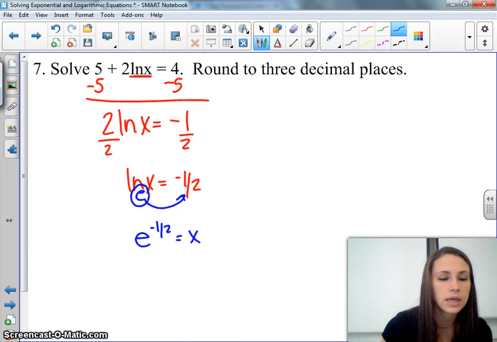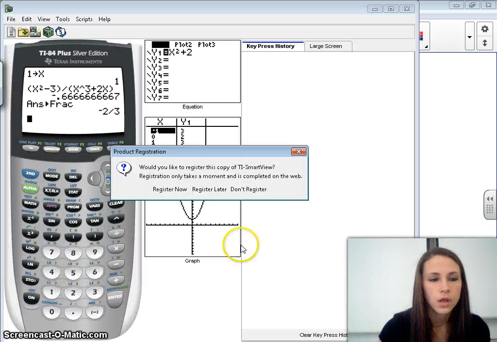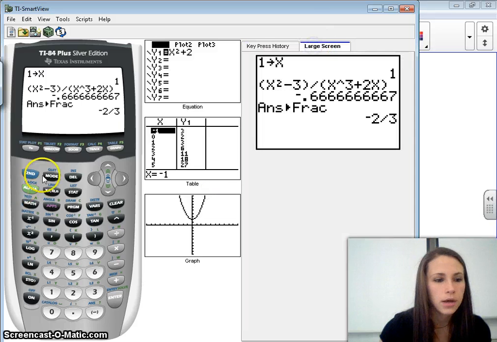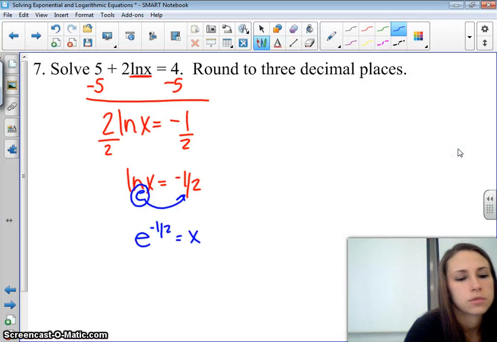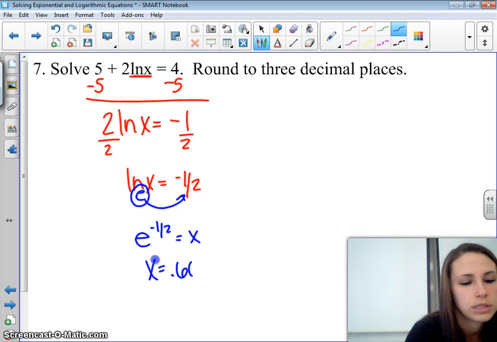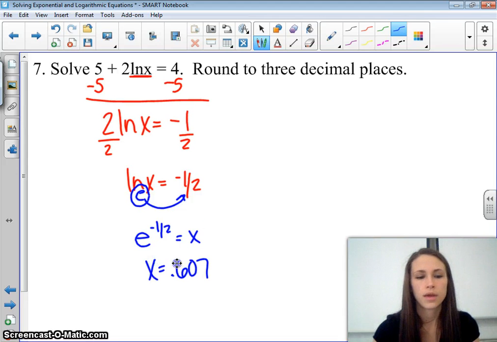If you plug it into the calculator, let's go ahead and round it to 3 decimal places. So I'm just going to plug in e to the -1/2, and this gives me 0.607. So x equals 0.607, and that would be my final answer.